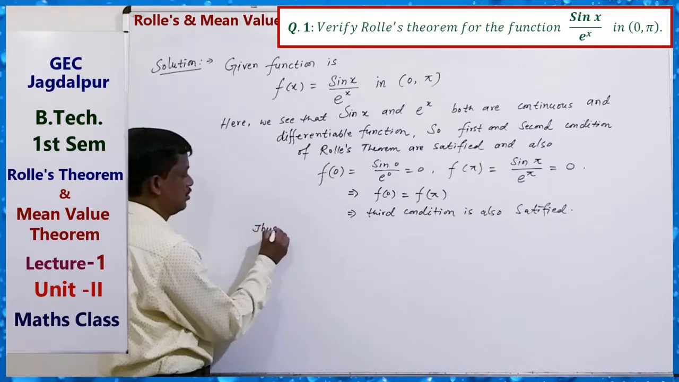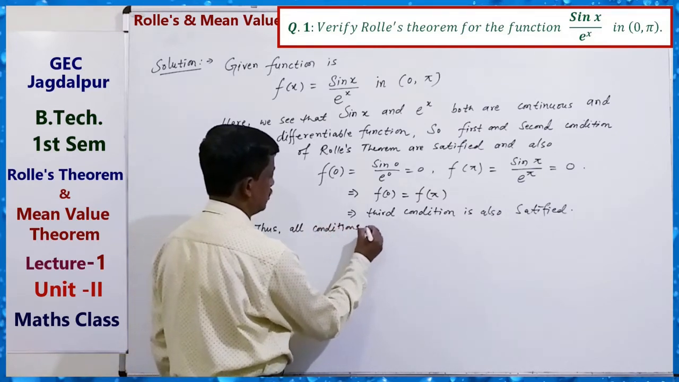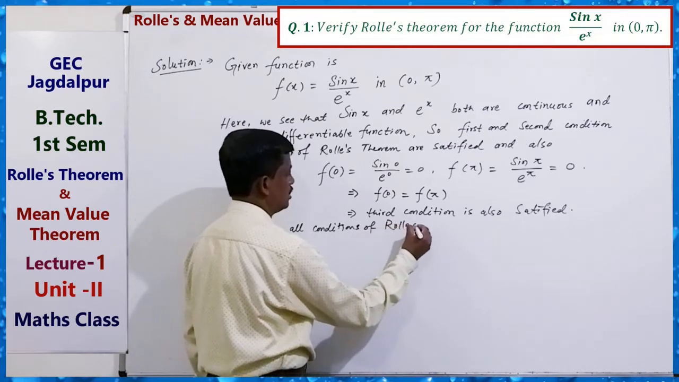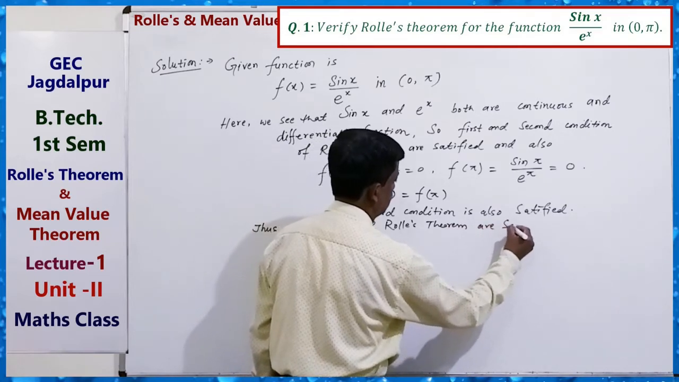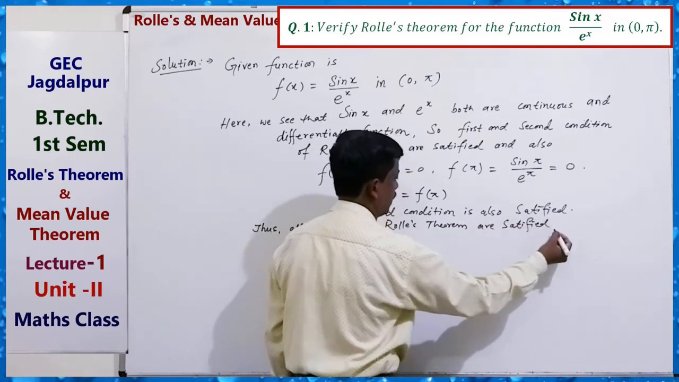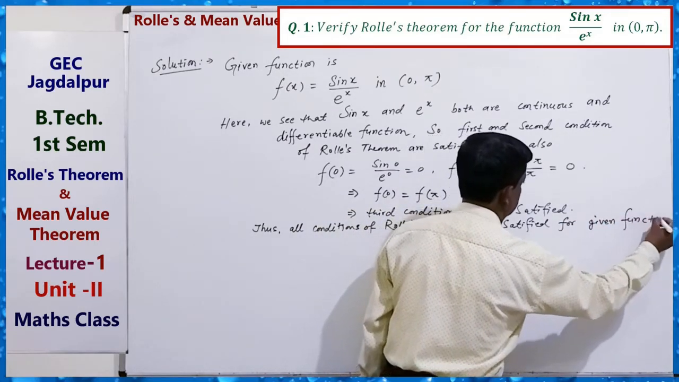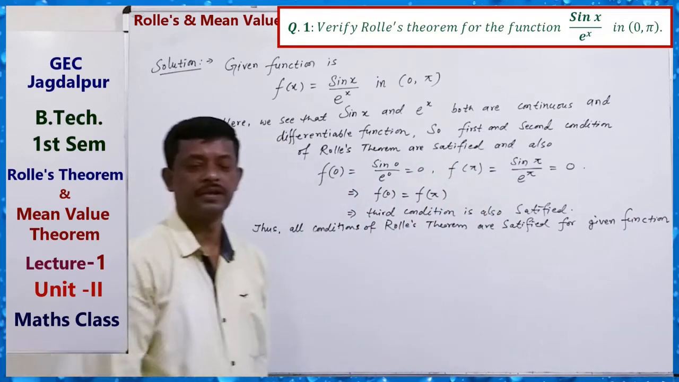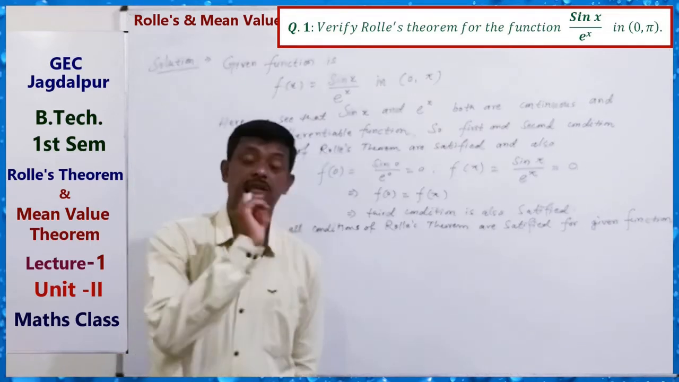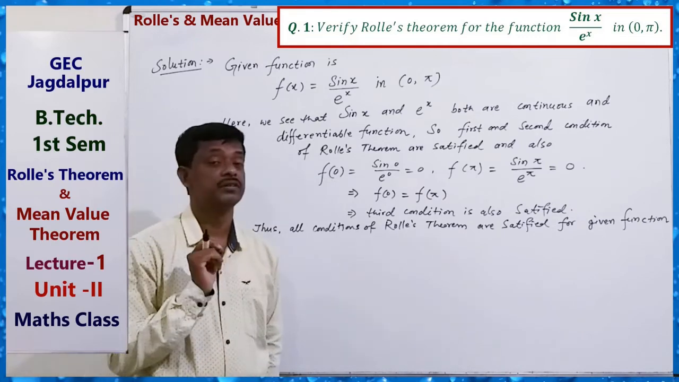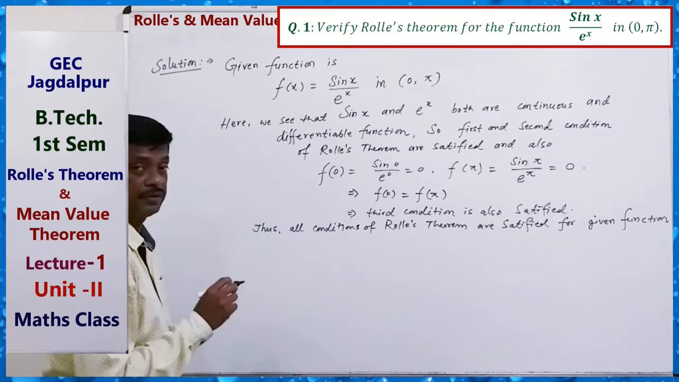Thus, all conditions of Rolle's theorem are satisfied for the given function. Okay. Now, for verification of Rolle's theorem, we just have to find the value of c. That is by taking f dash c equals to 0. Okay.